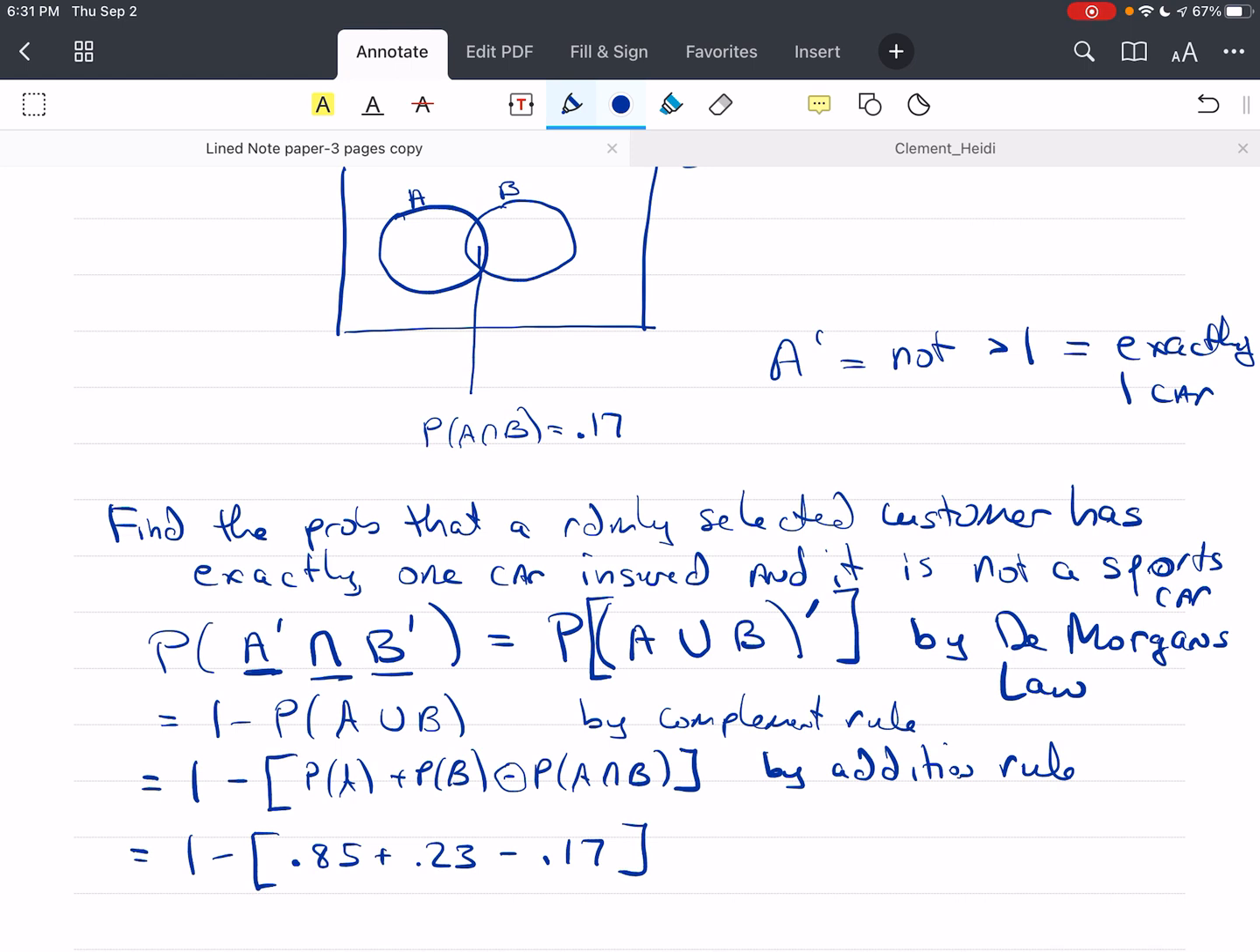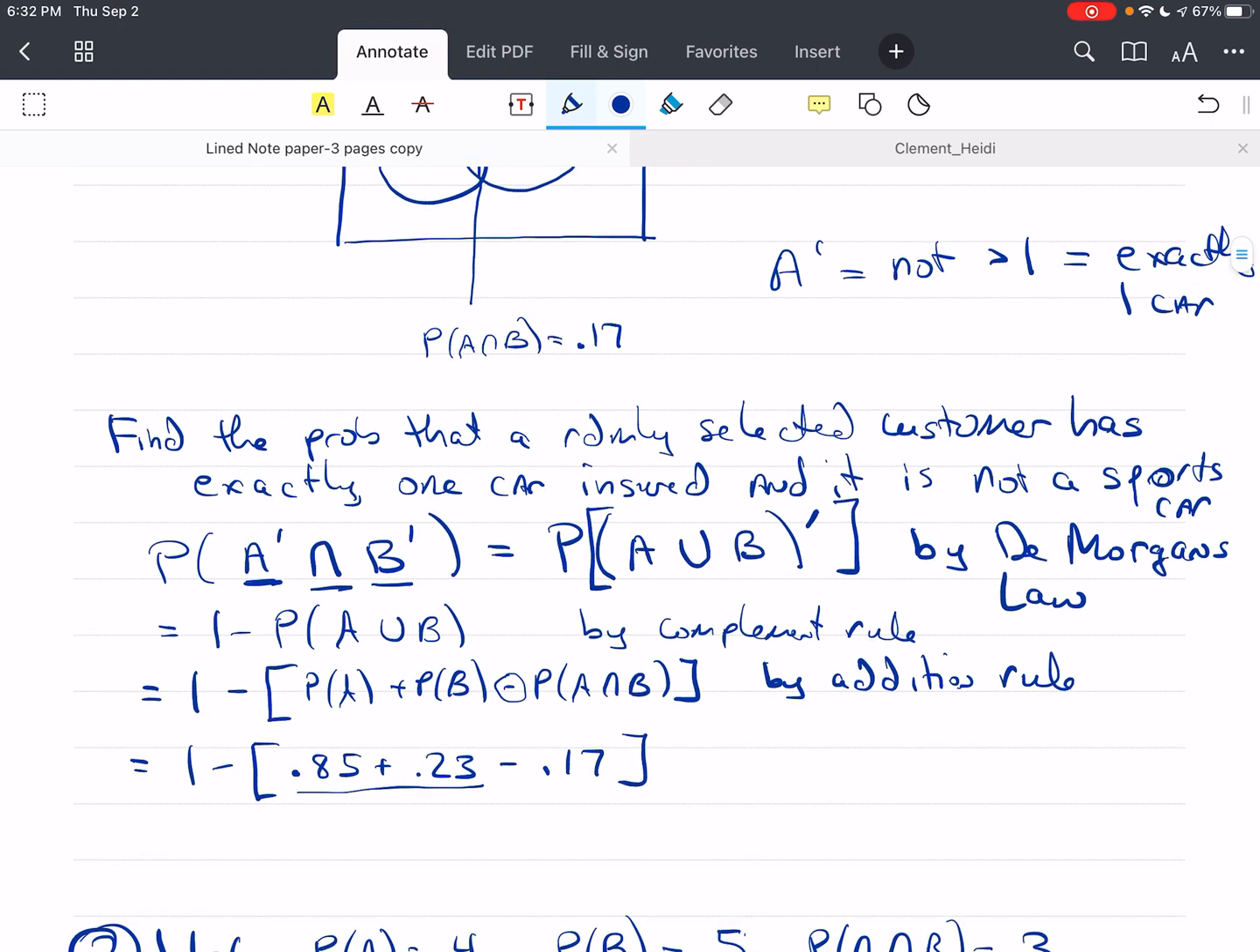And if I add these two together, I get greater than 1, right? So you know they have to be overlapping. So that's going to be a 1.08, minus 0.17 is going to give me 0.91 inside, 1 minus 0.91 inside the parenthesis. And this is going to give me 0.09, which is the answer.